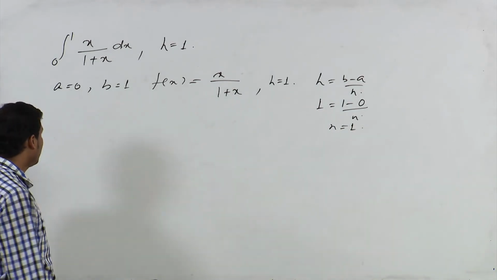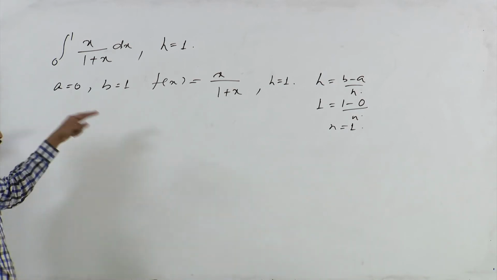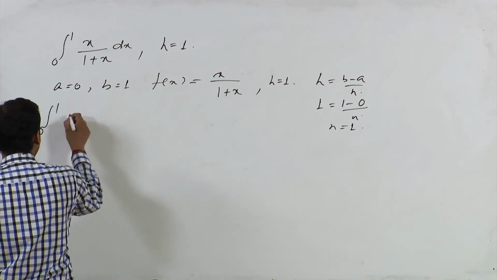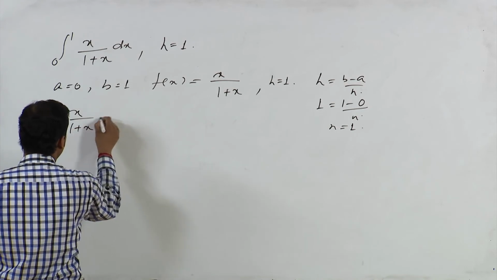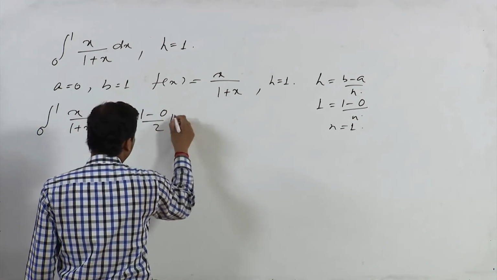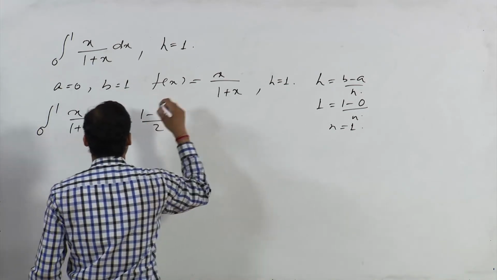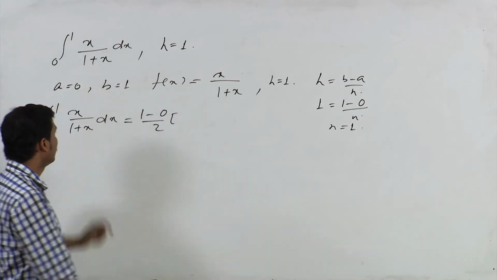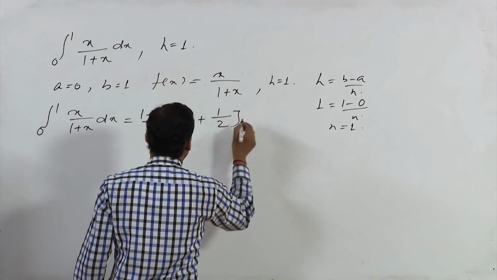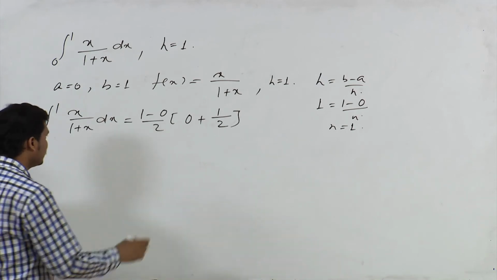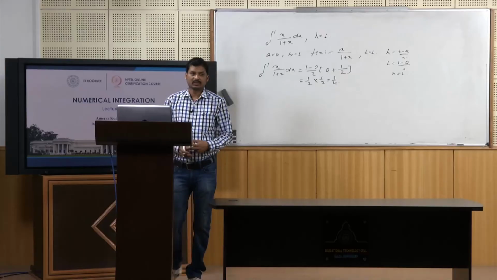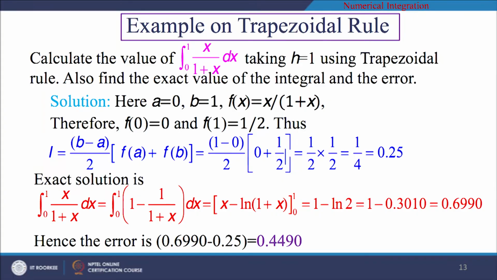So, we can use the trapezoidal rule by considering all these values given to us. We can write the integration from 0 to 1 of x by 1 plus x dx using the trapezoidal rule as b minus a by 2, that is 1 minus 0 by 2, times f of a, that is if I put 0, that gives 0, plus 1 by 2 here. This can be written as 1 by 2 into 1 by 2, that is 1 by 4, or we can write this as 0.25.